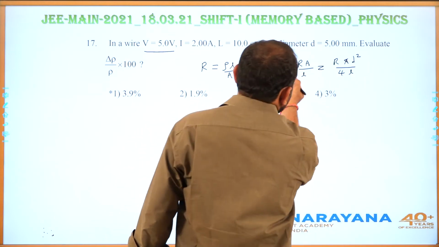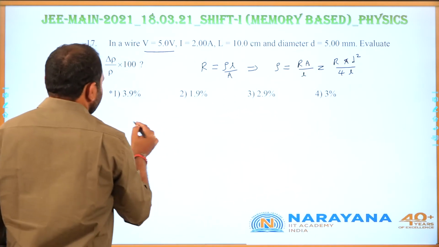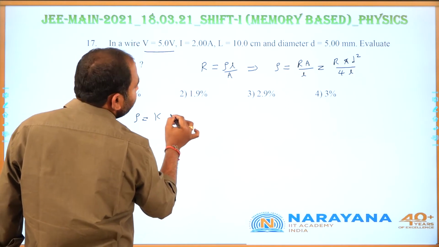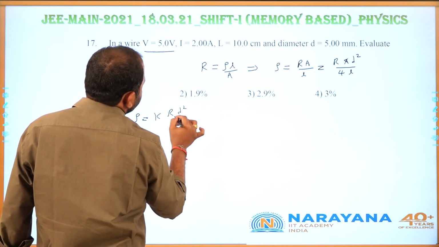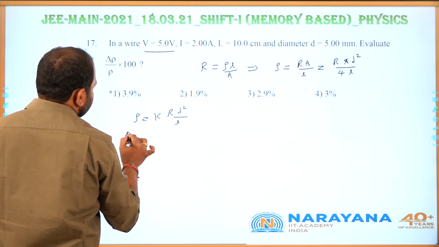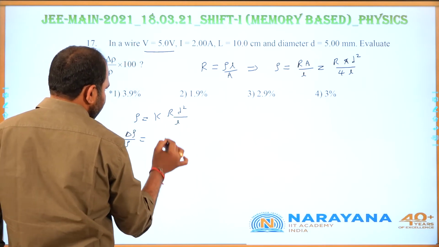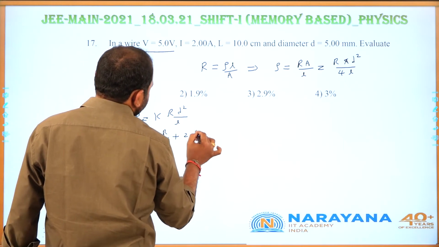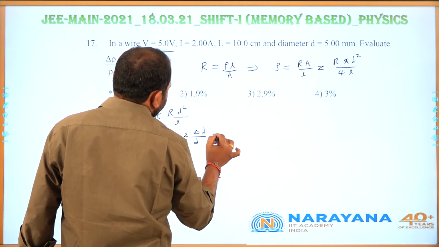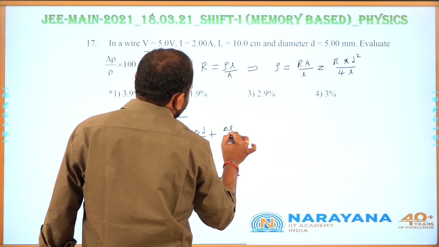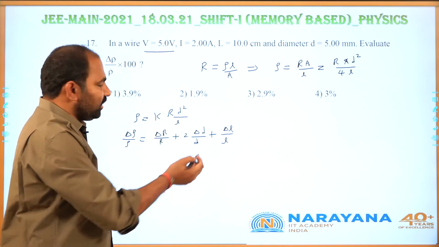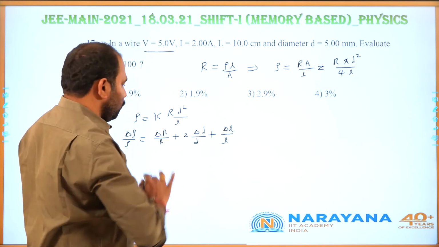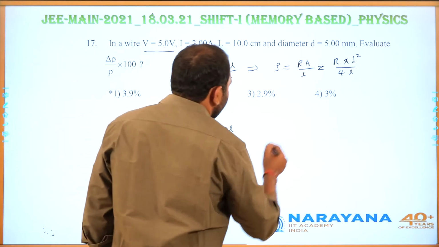Now let us write the expression for percentage error of this. First of all, rho equal to some constant into R into d square by L. Delta rho by rho can be written as delta R by R plus 2 times of delta d by d plus delta L by L. As all are independent quantities, error in delta L can be taken as positive quantity.